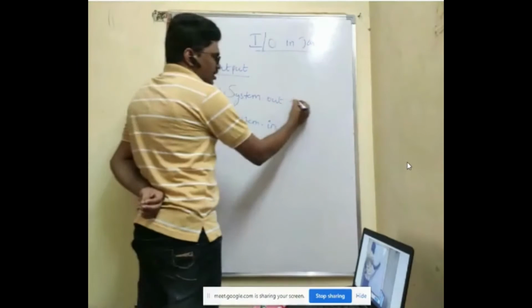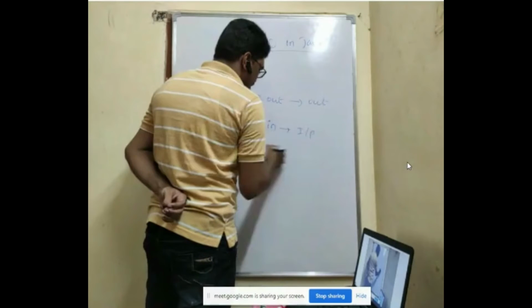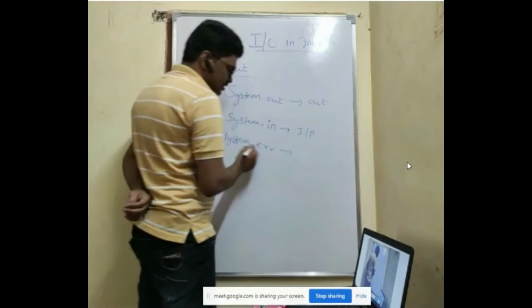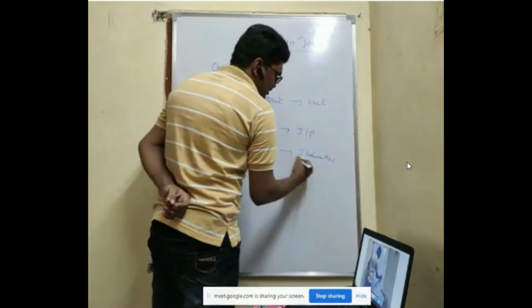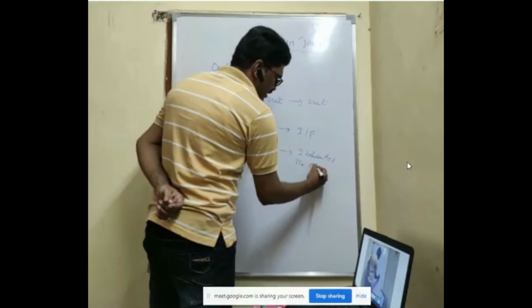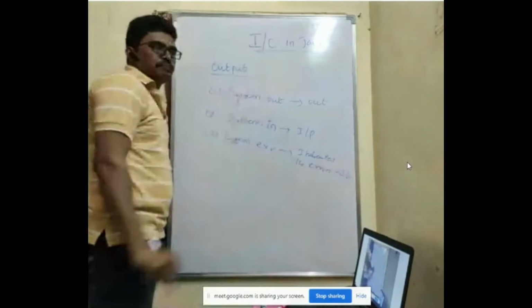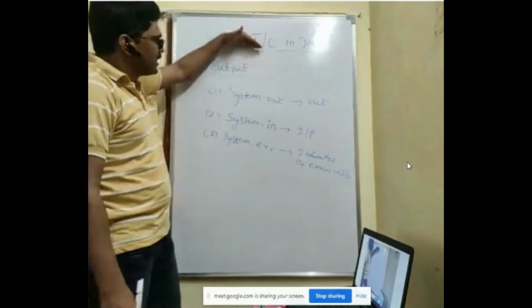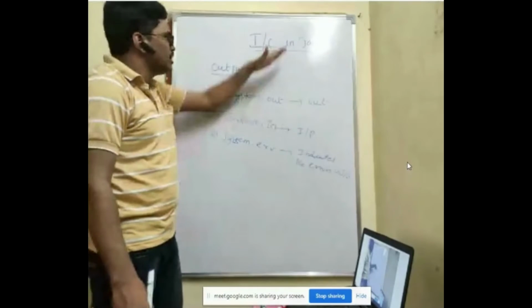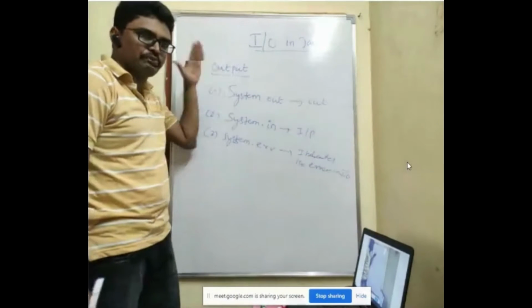System.out is used for output. System.in is used for input. System.err is used to indicate the errors in IO. IO means input output operation. Now we are going to actual programming: how I can take input to my Java program, and how I can display output in the Java program. First we'll see output, input afterwards.